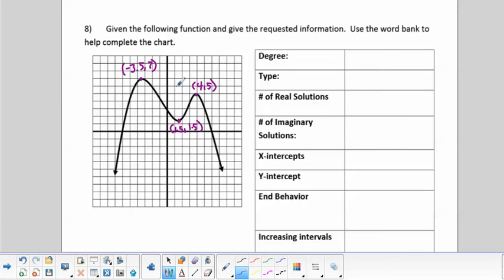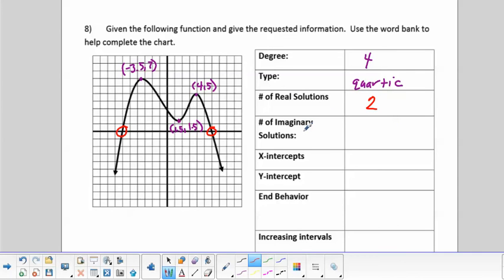All right, so because it has 3 turning points, the degree is 1 more than that, so the degree is 4. And the type, if it's degree 4, is a quartic. The number of real solutions, the real solutions happen when you cross the x-axis. There's one here, and there's one here. Remember that if the graph were to have bounced off the x-axis, I would have to count that one twice. But in this case, there's no bounce, so I just have 2 real solutions.